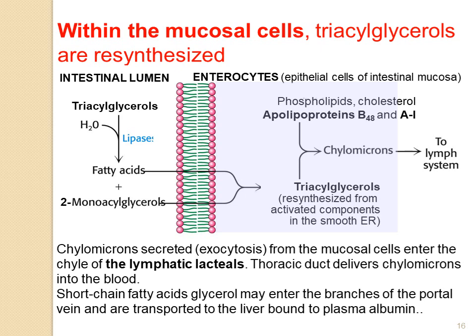exogenous يعني الترايجليسيرايد اللي تجي من الفود، أو exogenous fat اللي هي تجي من الليبيد اللي جاي من الفود. إذا الكايلوميكرون هو اللايبوبروتين اللي راح ينقل الليبيد from the intestinal lumen to the liver. The chylomicron is secreted by the intestinal mucosal cell. It will carry the lipid from the intestine to the liver.